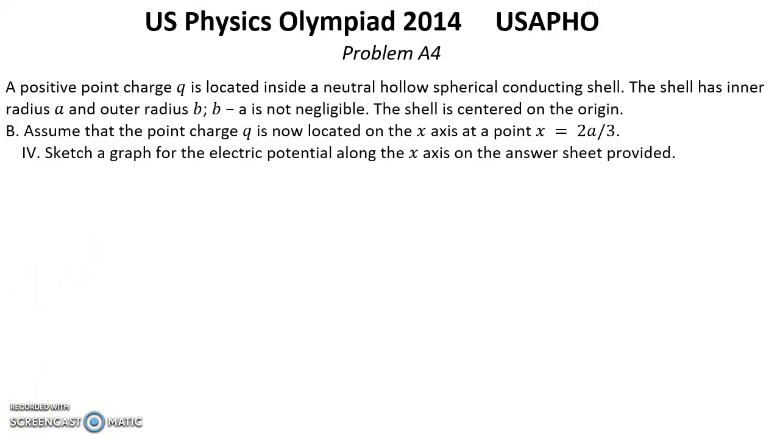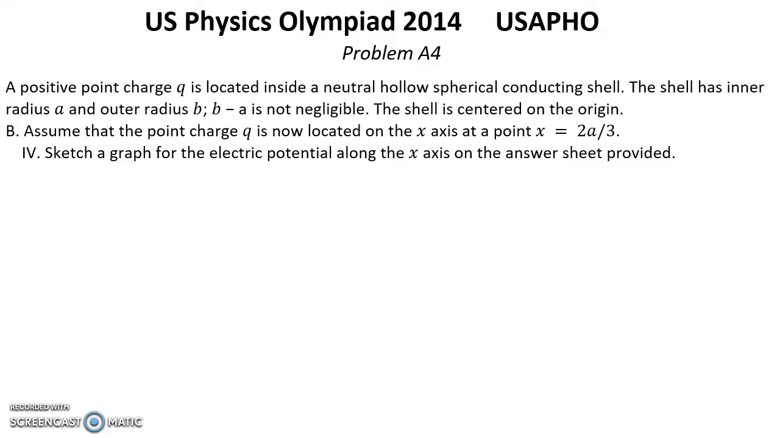Question 4. Sketch a graph for the electric potential along the x-axis on the answer sheet provided. So here we have the same situation. Outside of this shell, for x greater than b, we have the same potential as for the point charge, and between a and b we have constant potential, and after that we have potential inversely proportional to 1 over r, where r is the distance to the point x equal to a over 3. So that's the main idea.